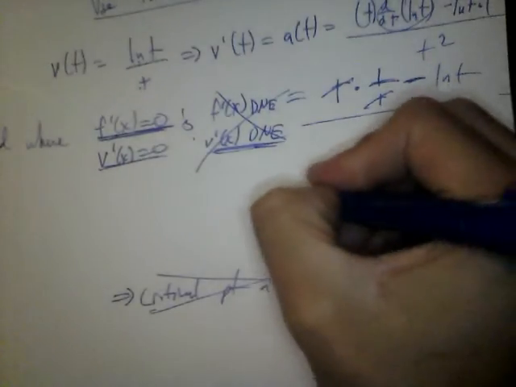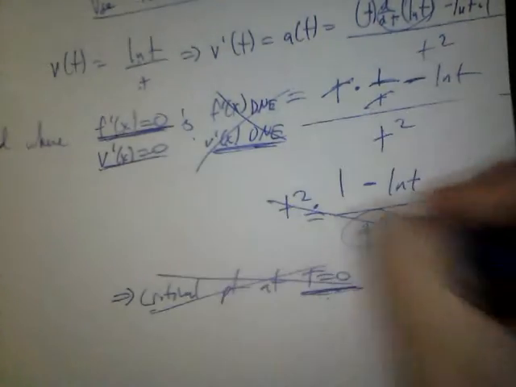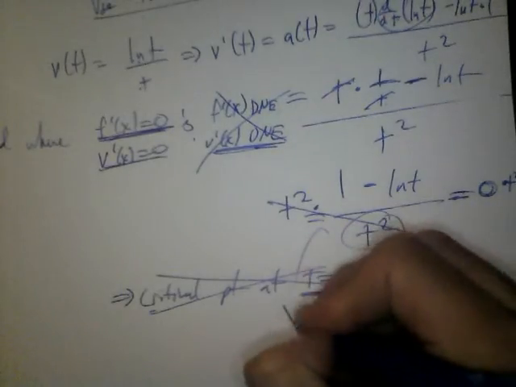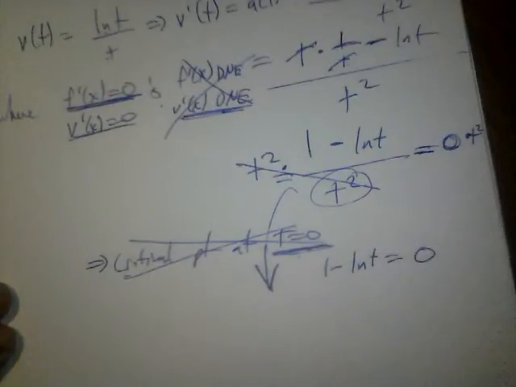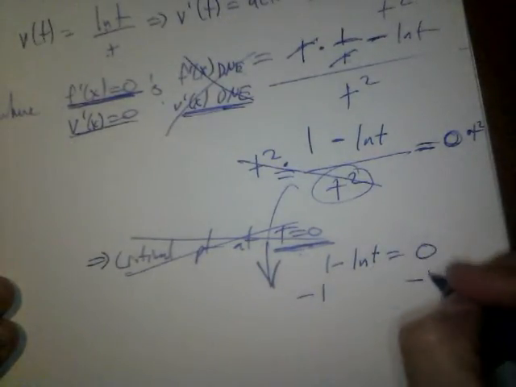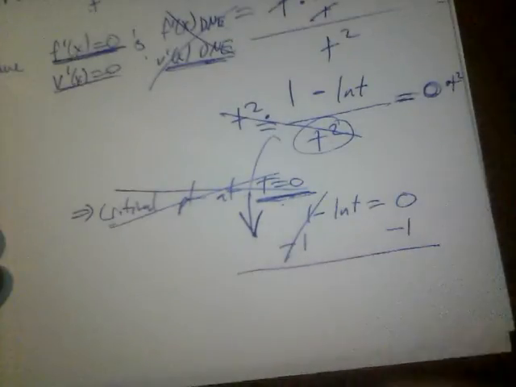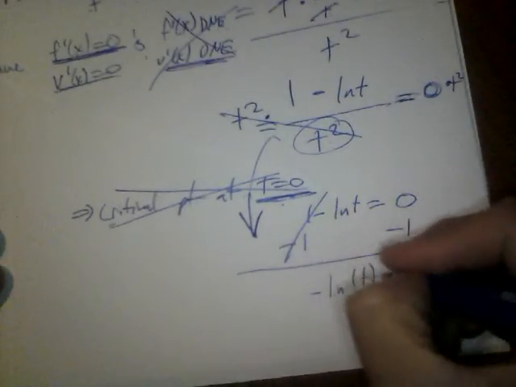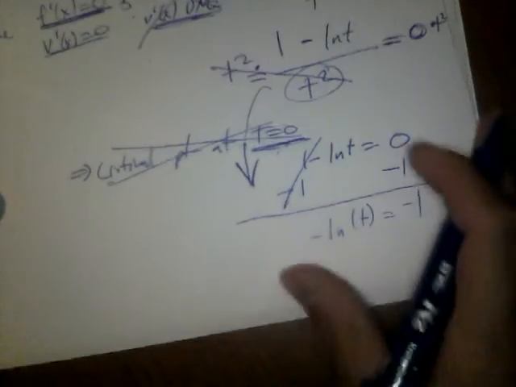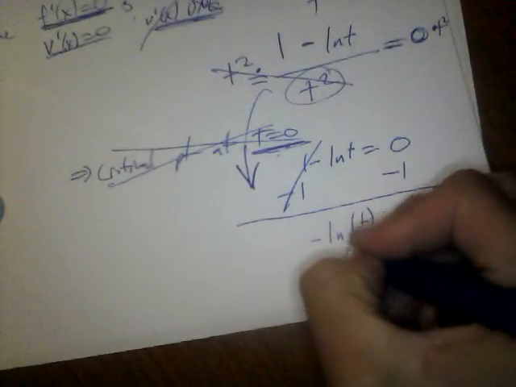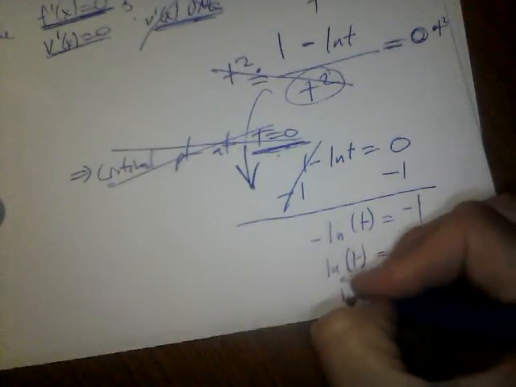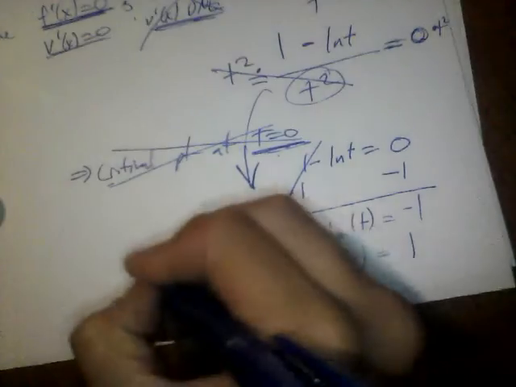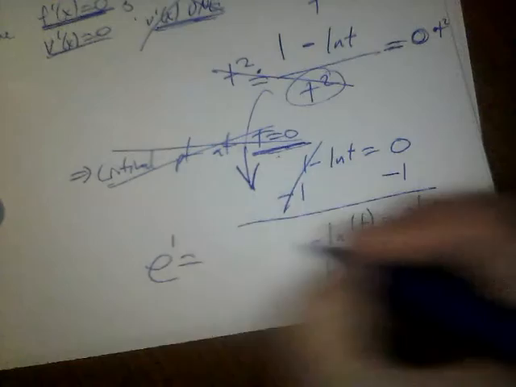I'm going to multiply both sides by t squared. What I end up getting now is 1 minus the natural log of t equals 0. I'm going to subtract 1 from both sides, and I get negative natural log of t equals negative 1. I divide by negative 1, so I get ln of t equals 1. Now, this is base e, so I'm going to transpose. It becomes e to the 1 equals t. So t is just e.